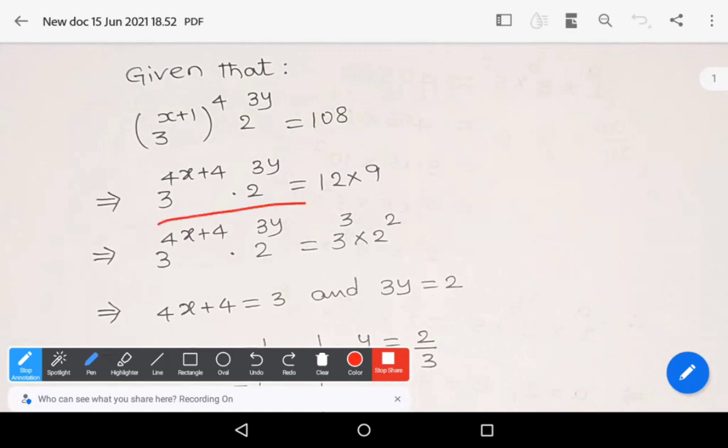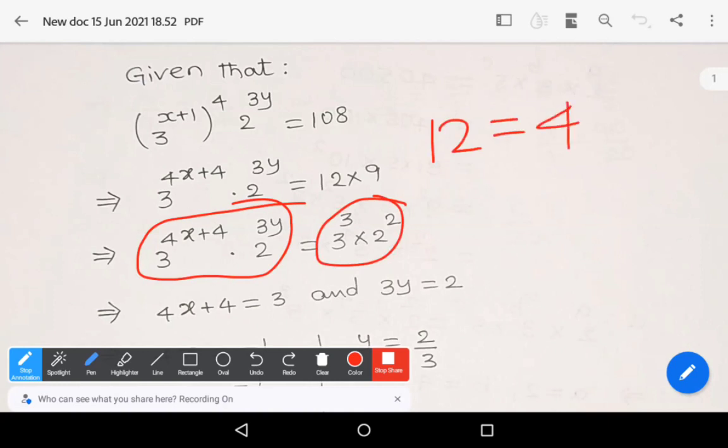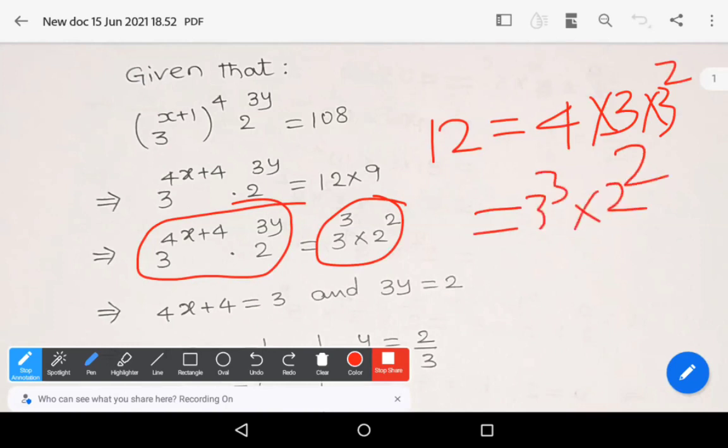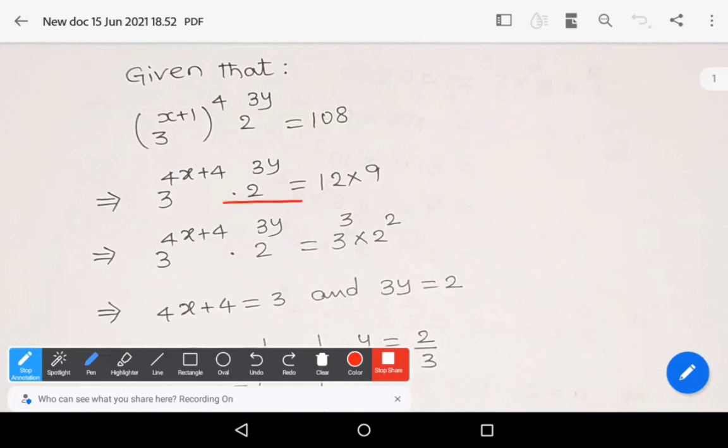Again, the left side is as it is, and the right side can be modified like this. 12 can be written as 4 into 3 and 9 can be written as 3 square. So you get 3 cube into 2 square. That's it. You observe that 3^(4x+4) into 2^(3y) is equal to 3 cube into 2 square.